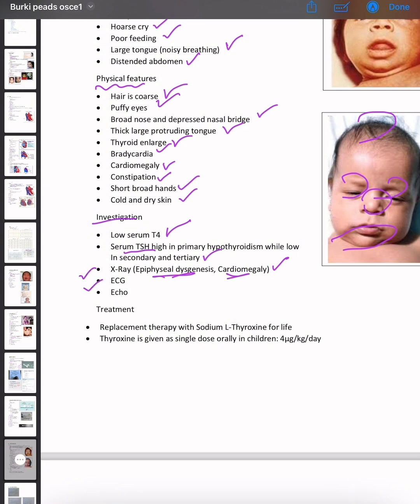What are the treatment options? Replacement therapy with sodium L-thyroxine for life. Thyroxine is given as a single dose orally in children, 4 microgram per kg per day. This is the dose. Thyroxine is given in the case of hypothyroidism in neonates.